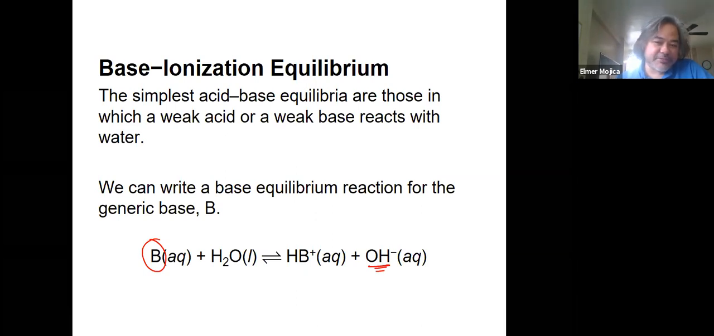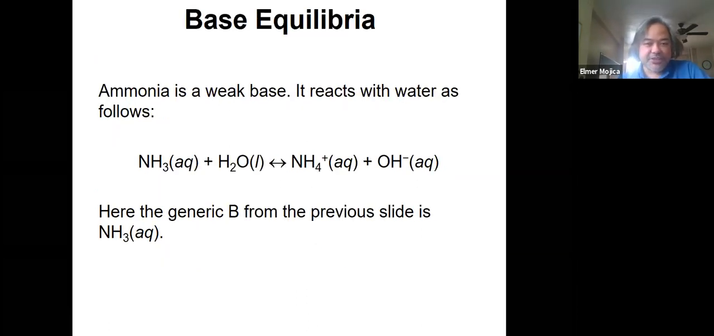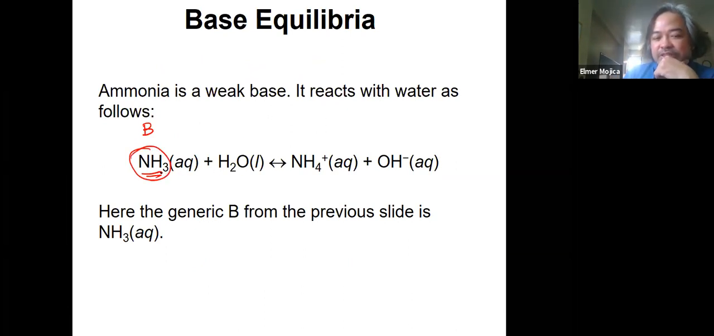And the one that is being produced if you have a base is the hydroxide ion. So the general equation has a base reacting with water to give you a protonated base and hydroxide. If you look at the equilibrium constant for this one, replacing the B with a specific base like ammonia, you will have ammonia reacting with water to give you ammonium ion and hydroxide. And the way that you're going to do it, using the law of mass action, would be like this.